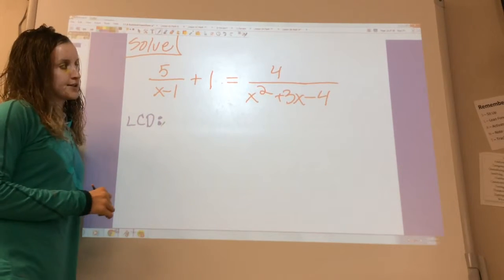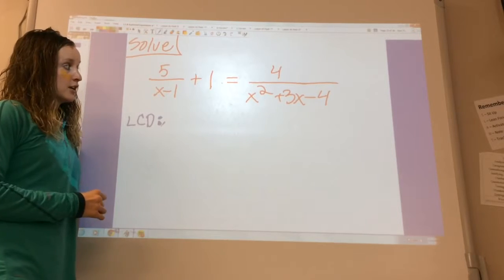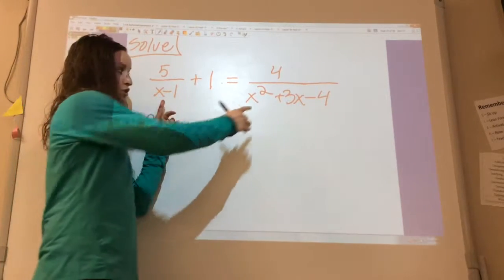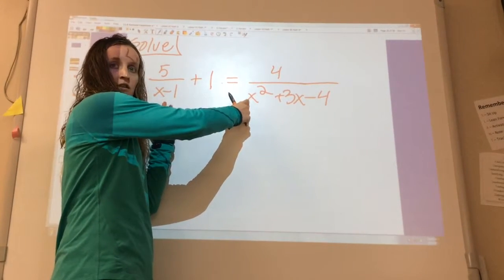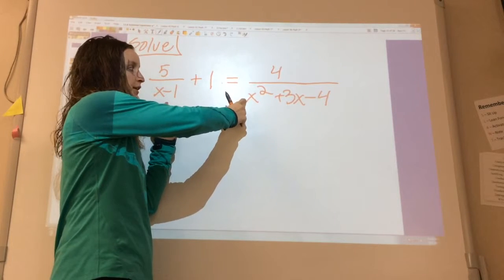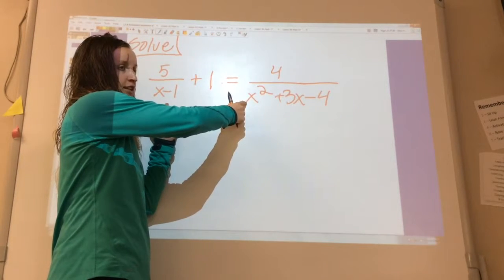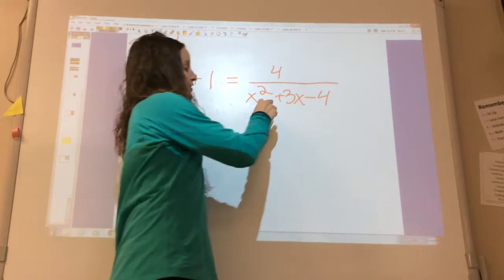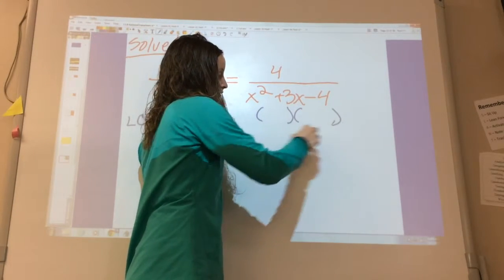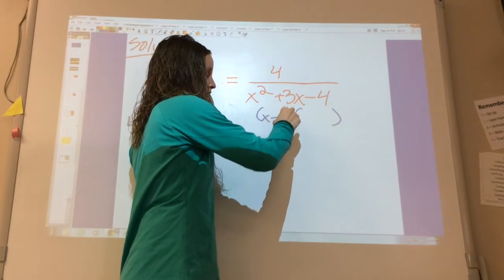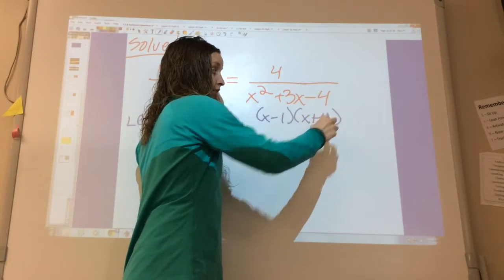For those that are getting stuck, your first step is LCD. Well, right now, are these two things our LCD? No, what do we always have to do as we figure out our LCD? Factor. What is this factor to? X minus 1 and x plus 4. Do you guys agree with that?